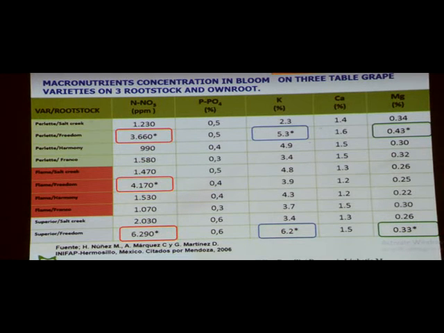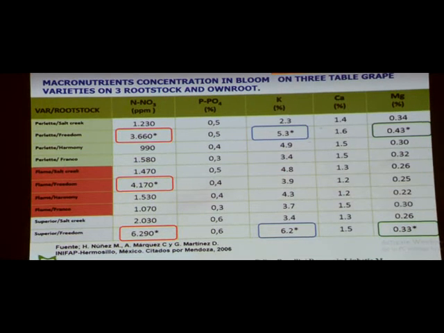But this can be fixed if we learn how to fertilize these new varieties for us.